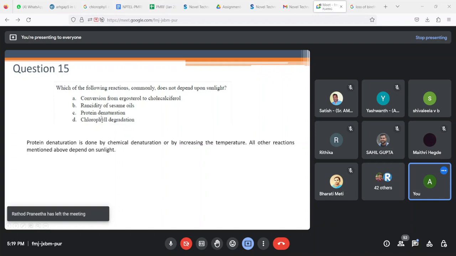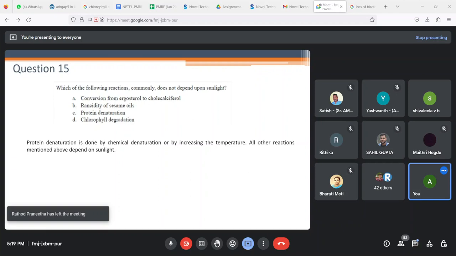And the rancidity of sesame oils. So if you leave sesame oils in the presence of air and heat, like say in the presence of heat that is produced upon sunlight, or if you leave it open in the air also, oils will undergo rancidity. And again, you have chlorophyll degradation also. You can see the yellowing of leaves in autumn seasons as well. So that will happen when prolonged exposure to UVB will result in chlorophyll degradation, and that will result in loss of color in foods.